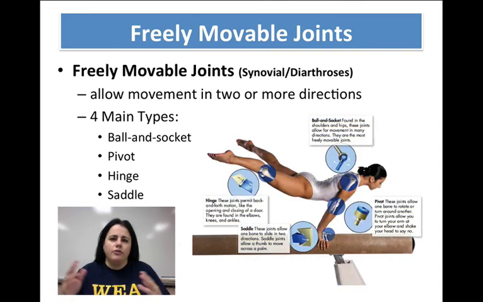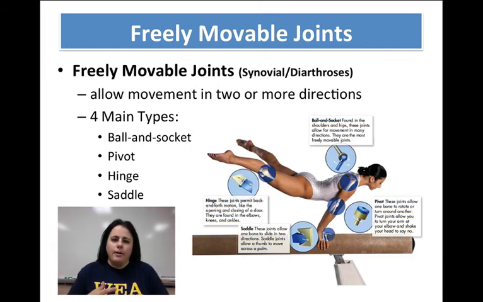Then we have the largest group of joints called the freely movable joints, which are sometimes called synovial joints or diarthroses, which means that you're going to have movement in two or more directions, and most of these joints are going to have a complex joint system with things like membranes, synovial fluids, ligaments, bursa, which are fluid-filled sacs, to make sure the joint is cushioned and lubricated and working how it should. And so these are the ones that usually get injured the most because of the most range of movement.